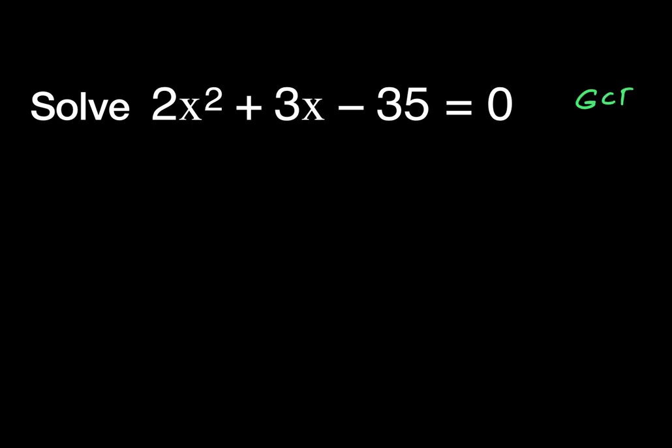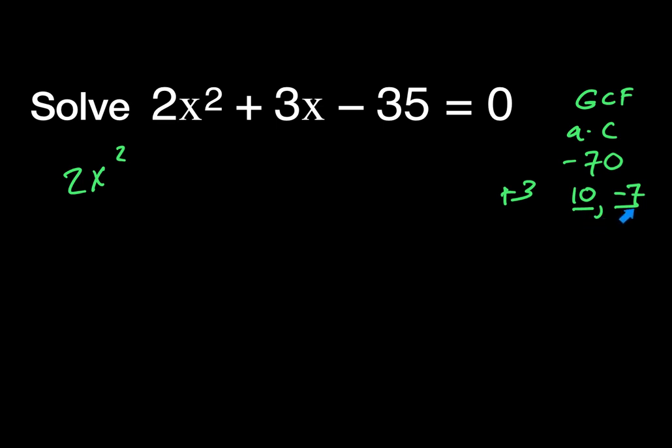So no GCF. So then I'm going to do A times C, which is negative 70. Then try to find 2 numbers that multiply to negative 70 that add to positive 3. Ten and negative 7 multiply to negative 70. They add to positive 3. Factor by grouping. 2x squared.